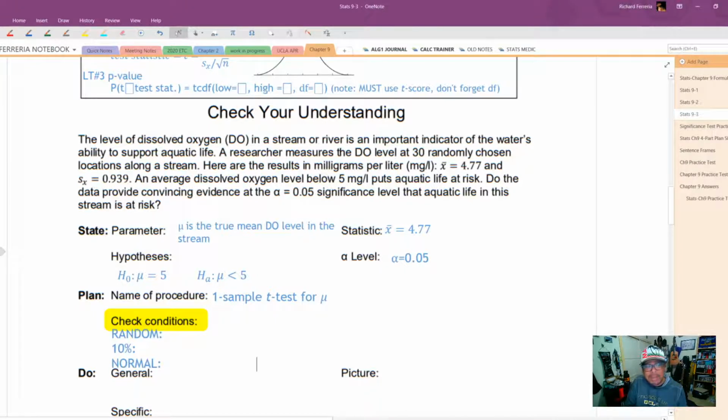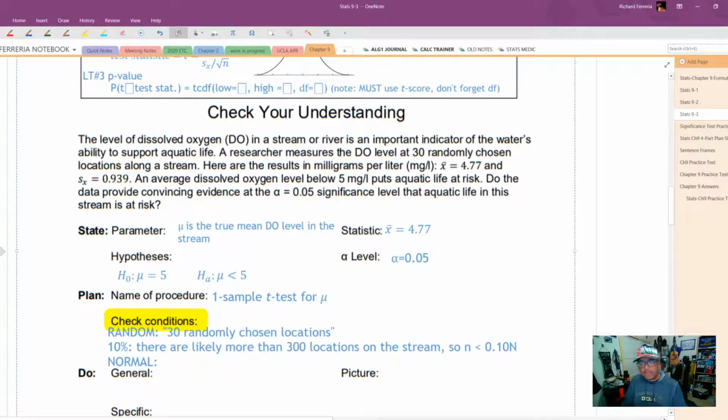We have random, 10%, and normal. The problem itself says 30 randomly chosen locations, so we'll quote that and use that as justification for random. For the 10% condition, there are likely more than 300 locations in that stream. Remember that 300 comes from 10 times the sample size. 10 times 30 is 300. So if that's true, then n is less than 0.1 times the population.